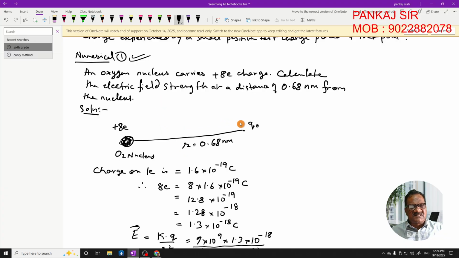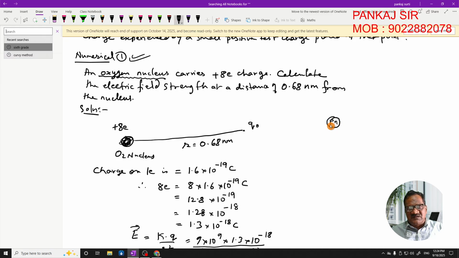Now what is the numerical saying? An oxygen nucleus carries plus 8e charge. Calculate the electric field strength at a distance of 0.68 nm, meaning nanometer, from the nucleus. Now he is talking about the oxygen nucleus. When he is talking about the oxygen nucleus, what he means to say is there is only the nucleus of oxygen, and you know the nucleus of any atom contains only protons and neutrons.